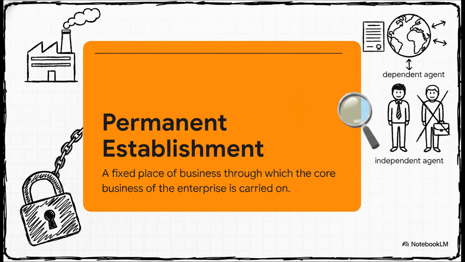It's got to be a place, right? Like physical premises or actual equipment. It must be fixed, meaning there's a degree of permanence, not just a passing visit. And finally, the core business must be carried on right there. Also, keep in mind, a dependent agent who habitually concludes contracts on your behalf will create a PE. Contrast that with an independent agent like a general broker, who doesn't tie you down in the same way.